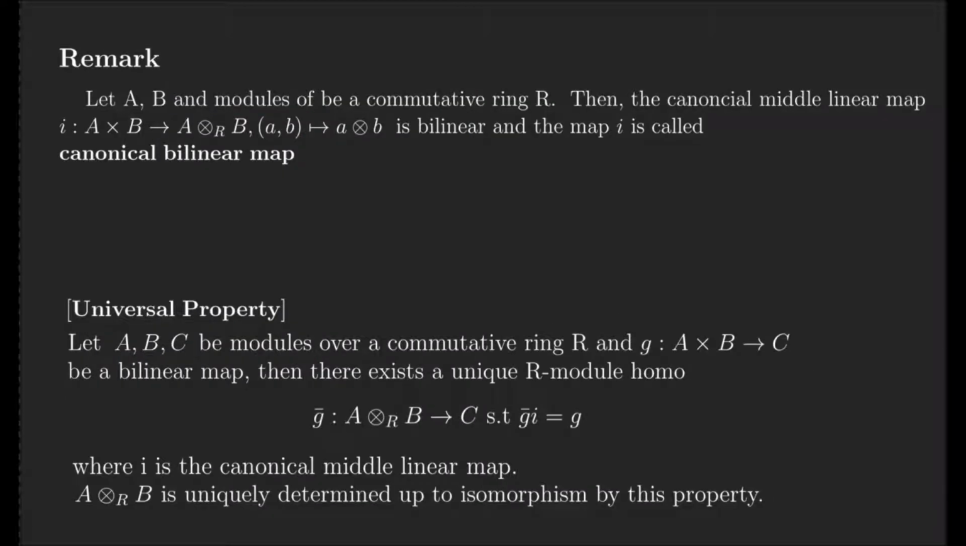The previous example is the general definition of the tensor product. Of course, if A, B are modules over a commutative ring R, these properties are also satisfied. In this case, the map i is changed to the canonical bilinear map instead of the middle linear map. And in the bilinear map sense, the universal properties are also satisfied.